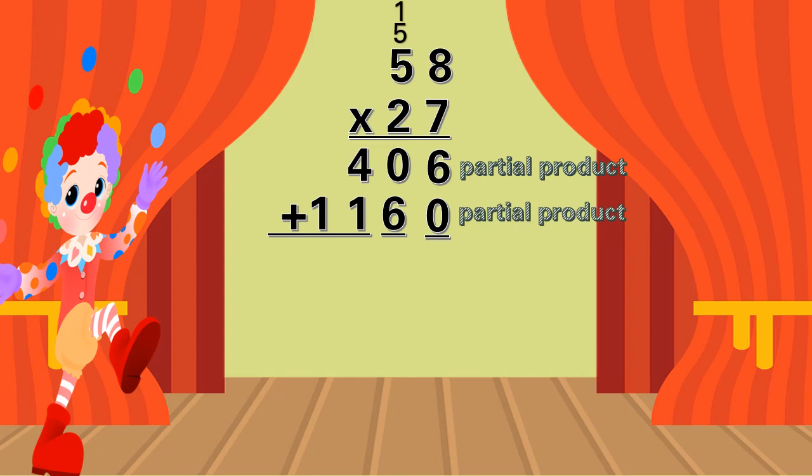Add your partial products to get your product. 6 ones plus 0 ones is 6 ones. 0 tens plus 6 tens equals 6 tens. 400s plus 100 equals 500. Bring down your 1,000. Your product is 1,566.